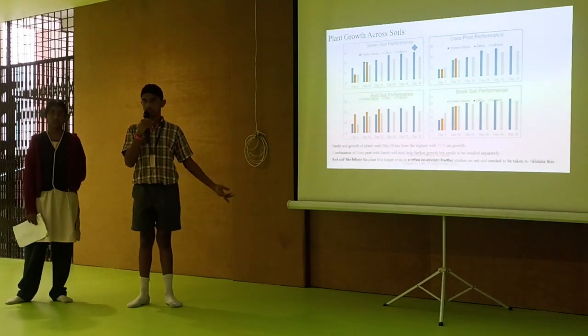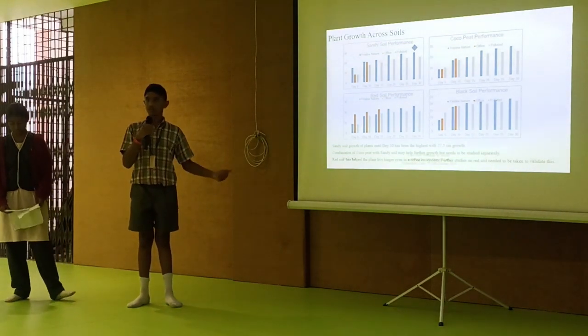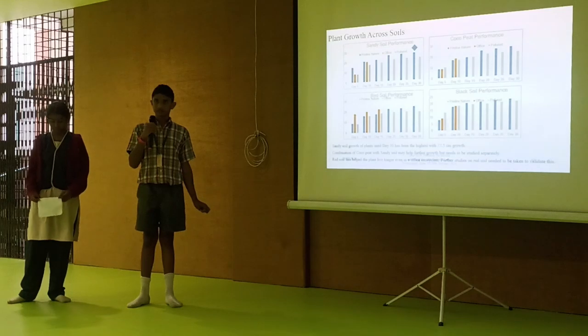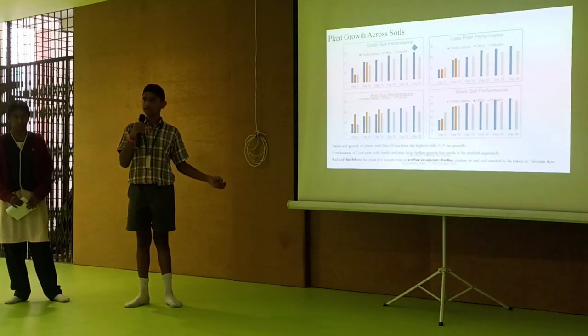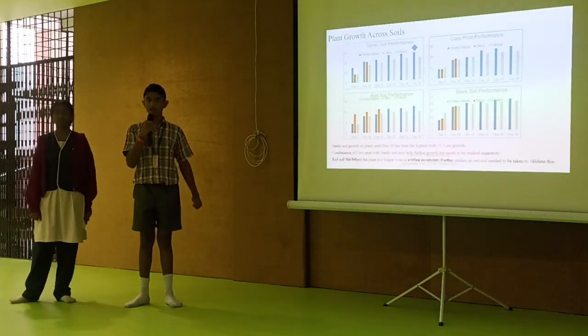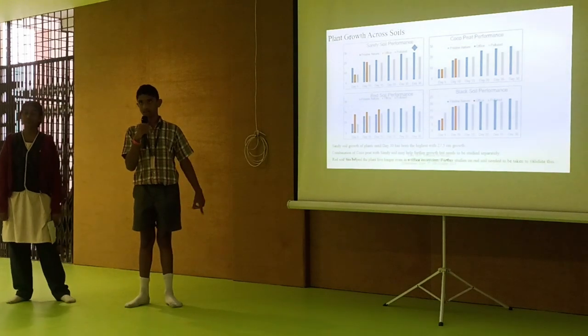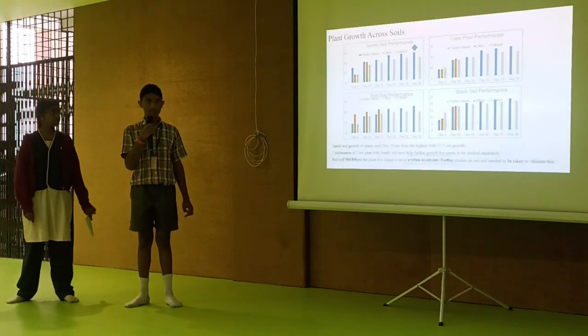Now we'll talk about the different soils. So first about sand. In sand, the highest growth is observed. This is as 45% of mugwort growth is done in Rajasthan, a place with mostly sandy soil.